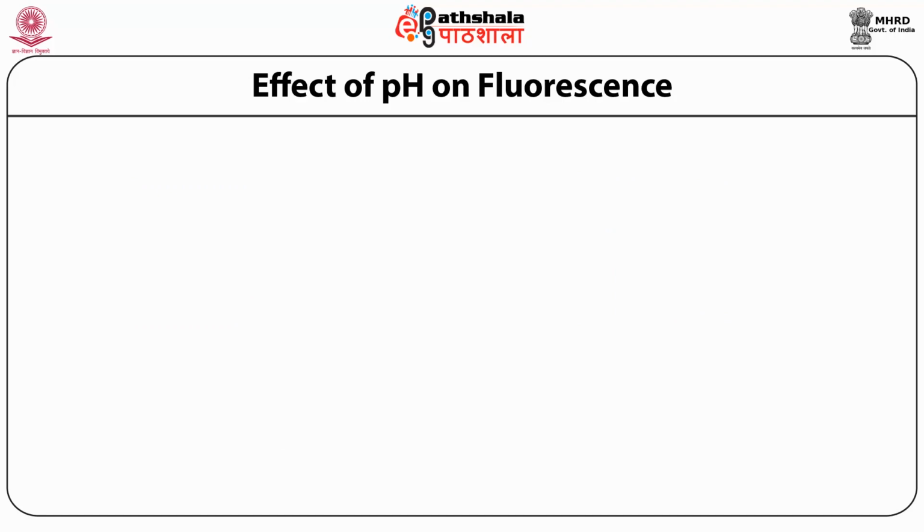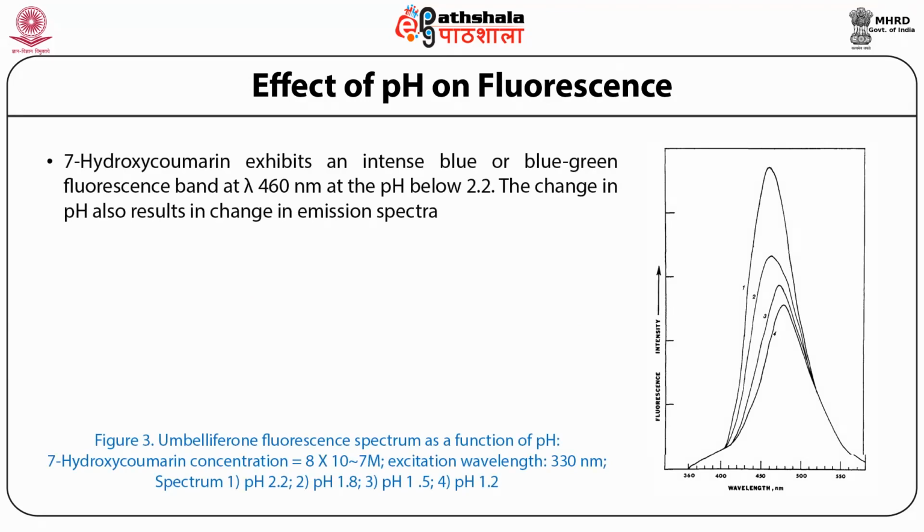This spectrum tells you about the effect of the pH on 7-hydroxycoumarin, which exhibits an intense blue or green fluorescence at a wavelength of 460 nanometer below pH 2.2. The change in pH results in change in emission spectra. The graph is related to umbelliferone fluorescence spectrum as a function of pH. 7-hydroxycoumarin concentration 8 times 10 to the power minus 7 molar, excitation wavelength 330 nanometers.